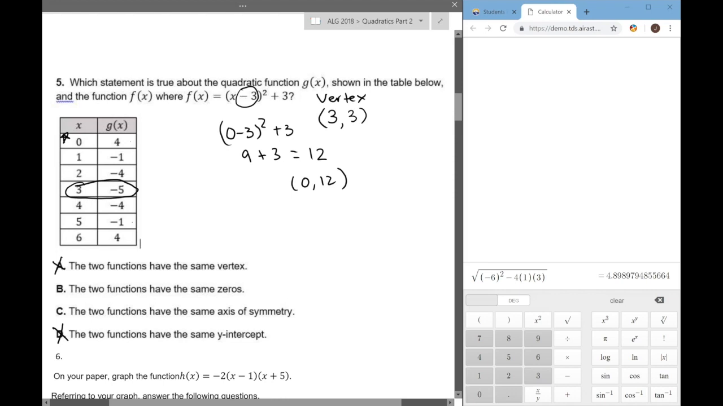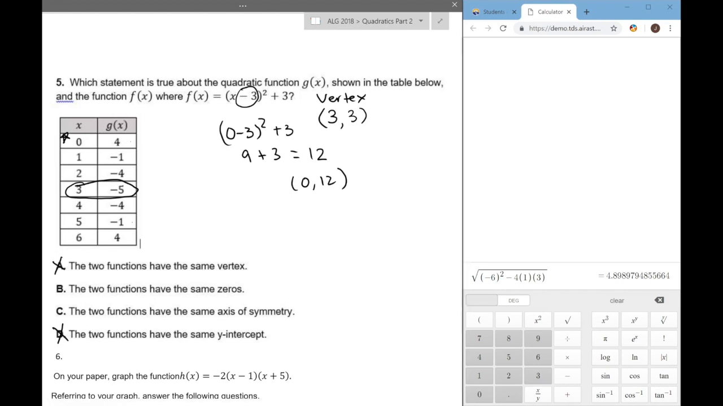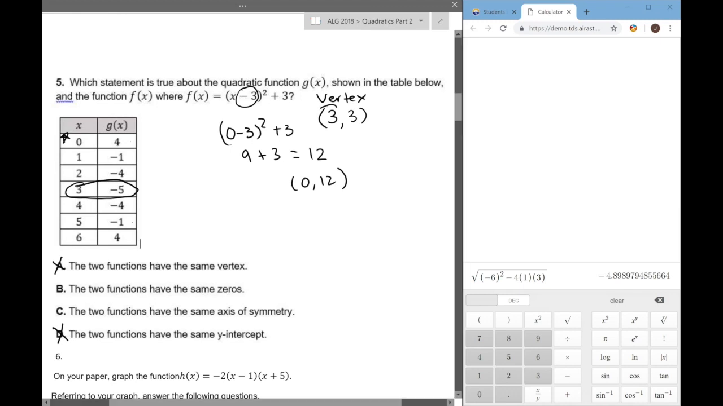Let's look at the next one, the same axis of symmetry. Okay. So the axis of symmetry here was 3. Remember, it's just the x value. This axis of symmetry is 3. So do they have the same axis of symmetry at least? Yeah, they do. C. So remember that the axis of symmetry is just the x value for the vertex.